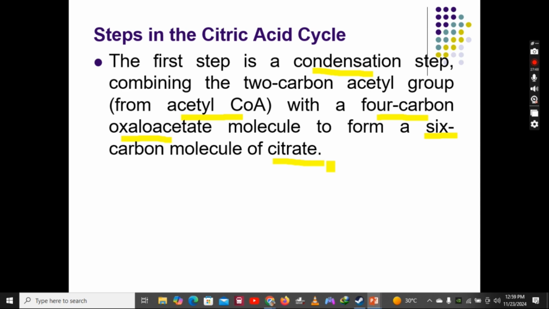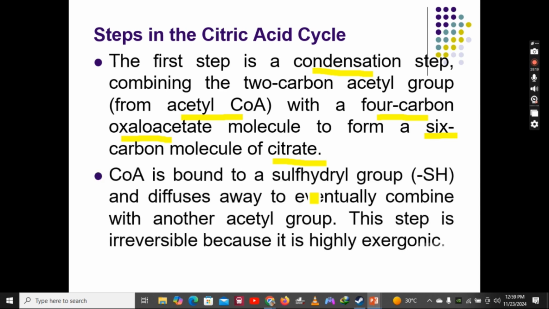So the acetyl-CoA, which was produced, combines with the oxaloacetate. The acetyl-CoA has 2 carbon atoms, while the oxaloacetate has 4 carbon atoms. And what will be formed is a 6 carbon molecule, which is called the citrate. That's how citrate is produced. So from here now, the CoA, because we know that the acetyl-CoA has the CoA which is attached.